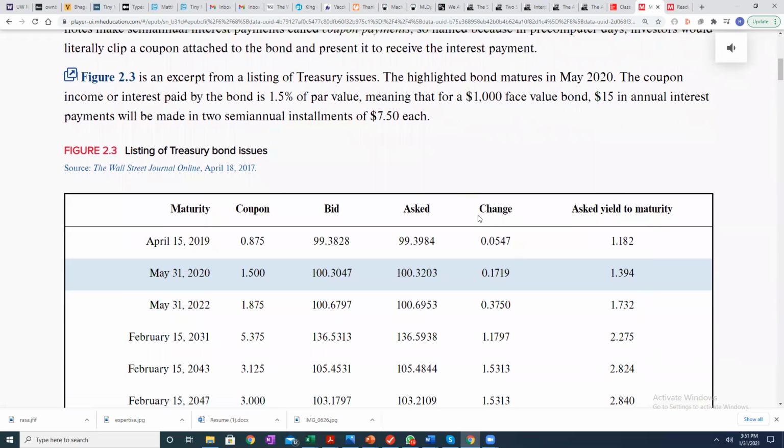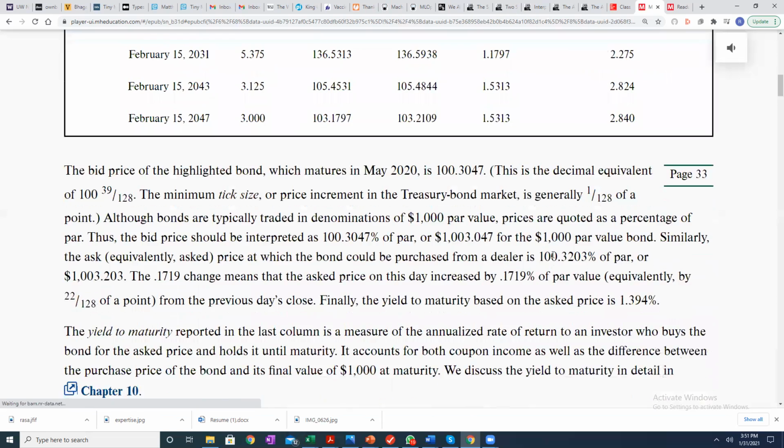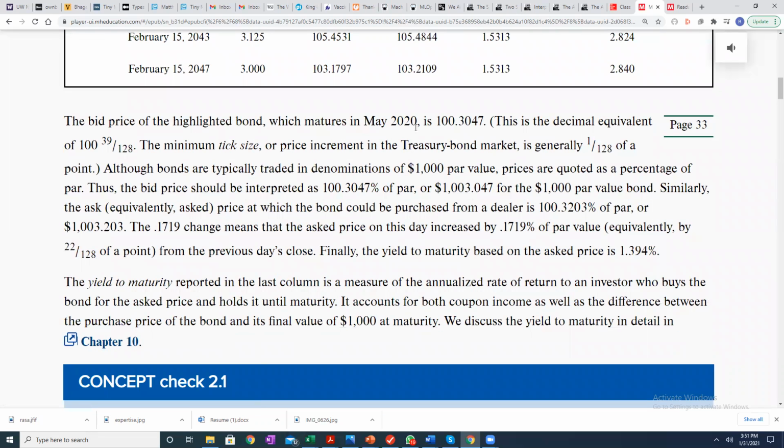So here in this example, the highlighted bond matures in 2020. The coupon income, or interest paid by the bond, is 1.5% of par value. For a $1,000 face value bond, $15 in annual interest payments will be made in two semi-annual installments. The bid price of the highlighted bond is $100.30.3047. The minimum tick size, or price increment, in the Treasury bond market is generally 1/128 of a point.